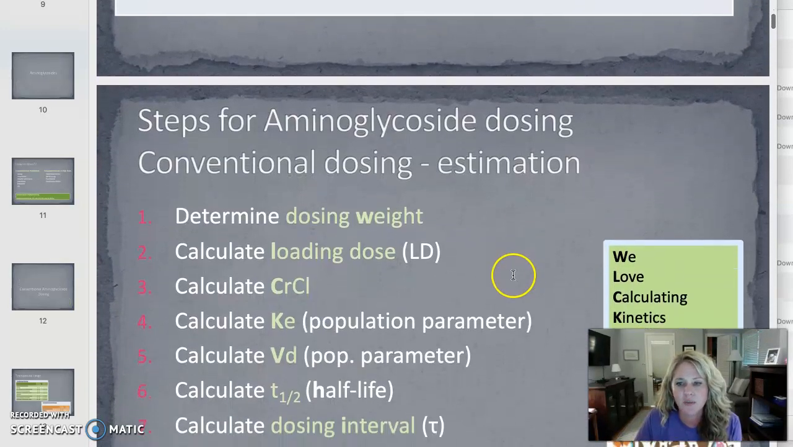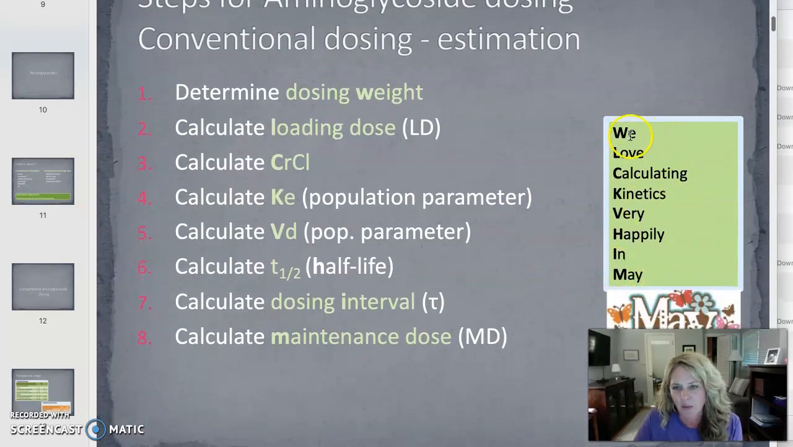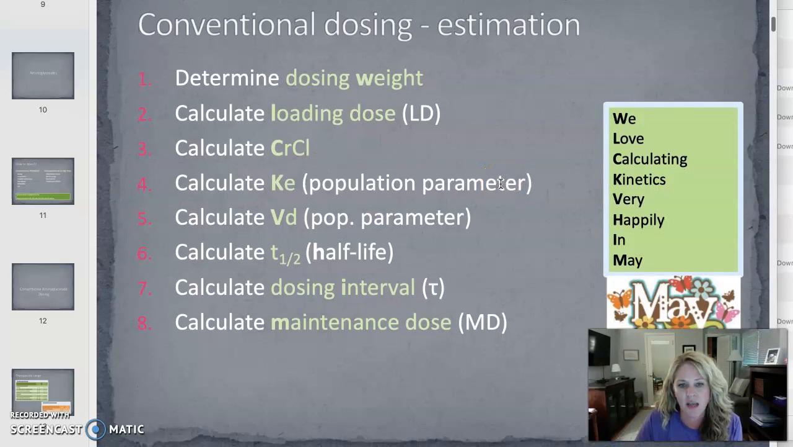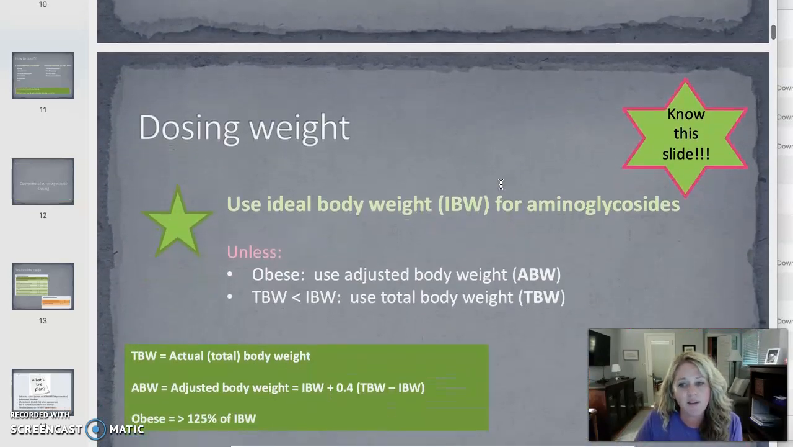So first we determine the dosing weight, okay? And Dr. Preston came up with this mnemonic, "We love calculating kinetics very happily in May," to help you remember these steps. So first things first, dosing weight, and then we'll look at the loading dose, the creatinine clearance, the elimination rate, the volume of distribution, half-life, dosing interval, and then we'll come up with a maintenance dose. So you have to know this slide, okay?